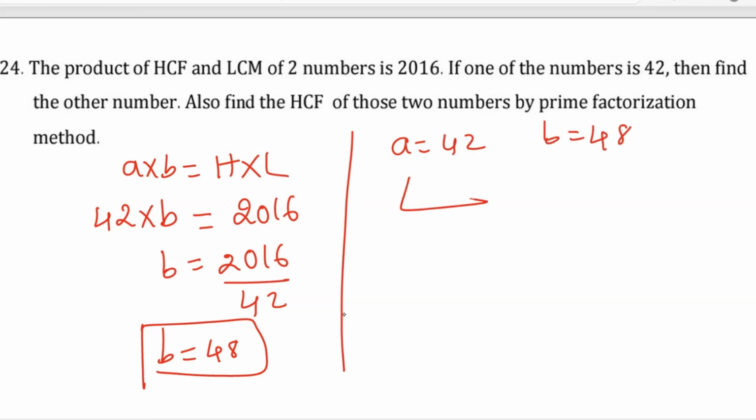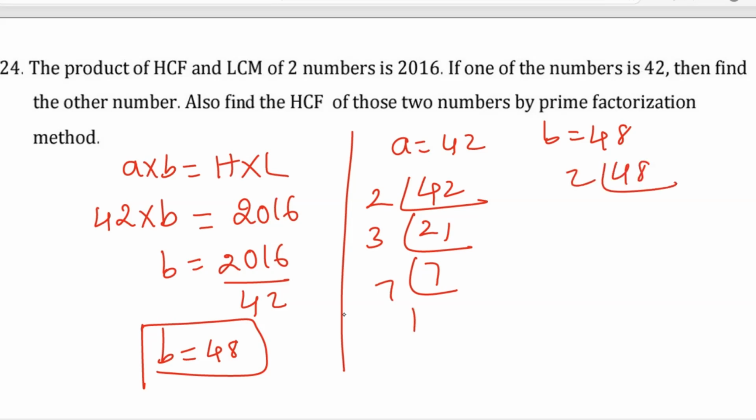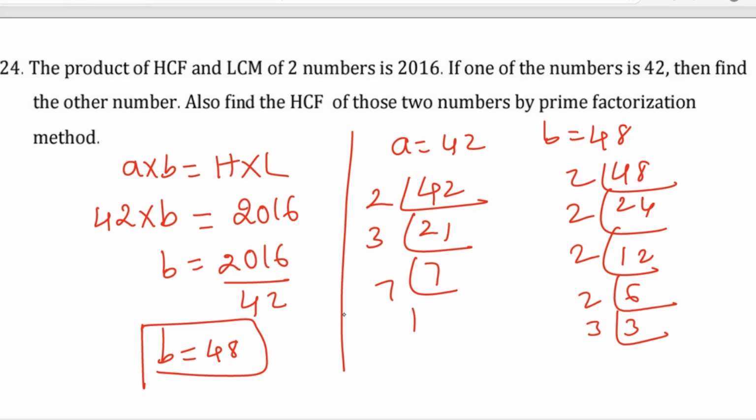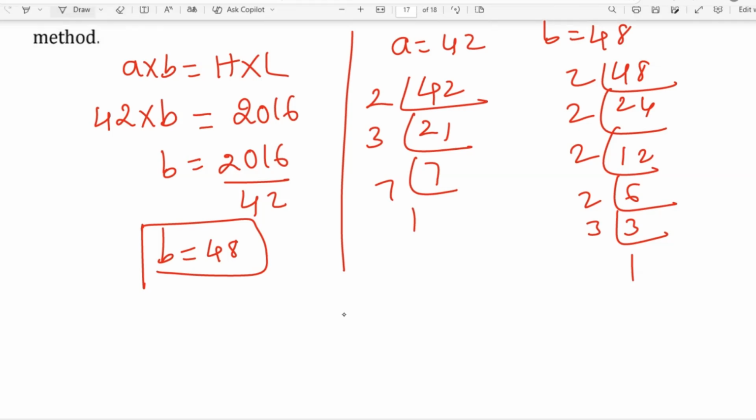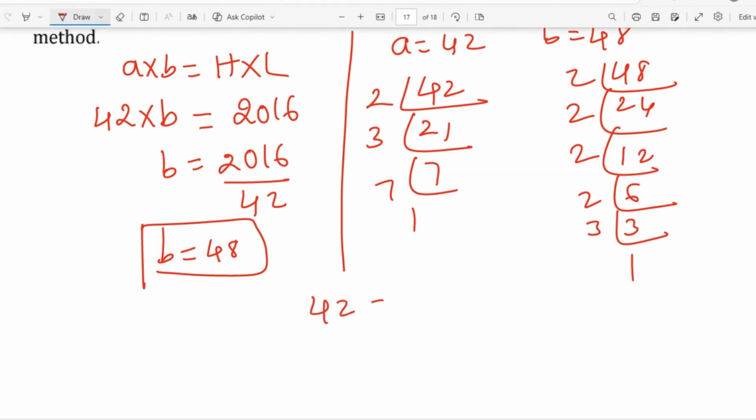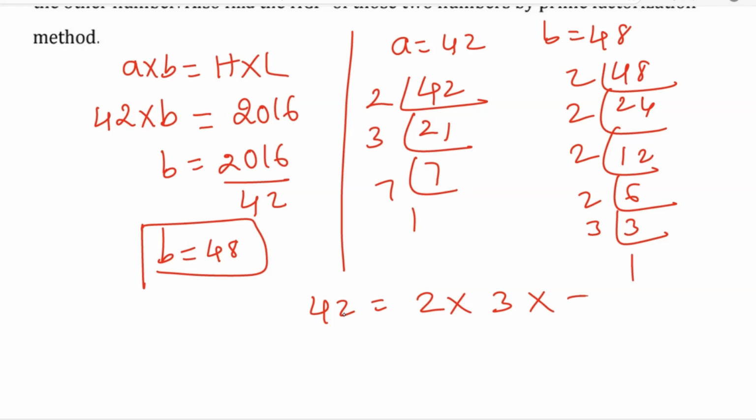Now we'll find the prime factors. For 42: 2 twos are 2, 3 sevens are 21, then 7 ones are 7. For 48: 2 twos are 2, 4 twenty-fours... then again 2 twelves, 2 sixes, 2 threes, and 3 ones are 3. So now what do we need to find? For 42 we have 2 into 3 into 7, and for 48 we have 2 into 2 into 2 into 2 into 3.